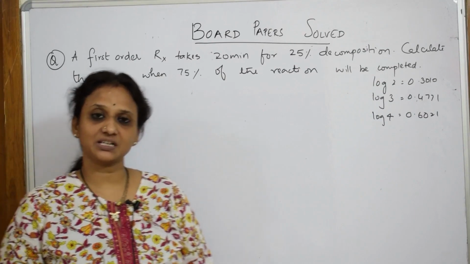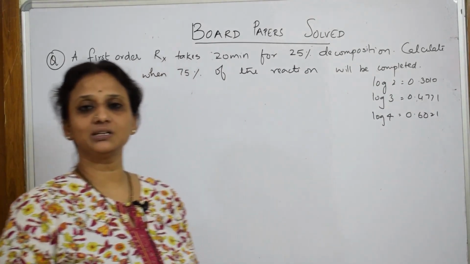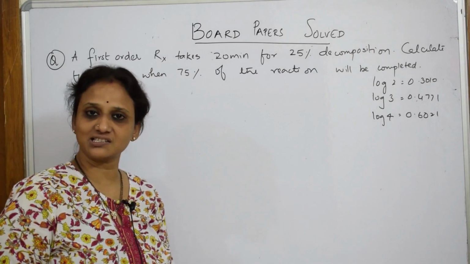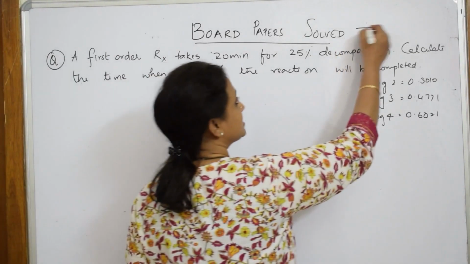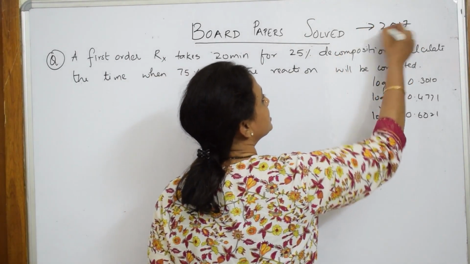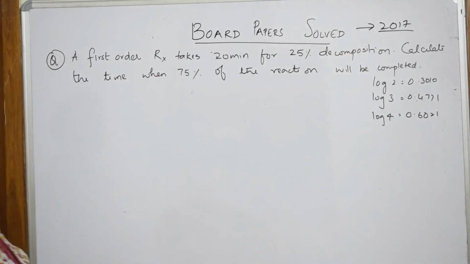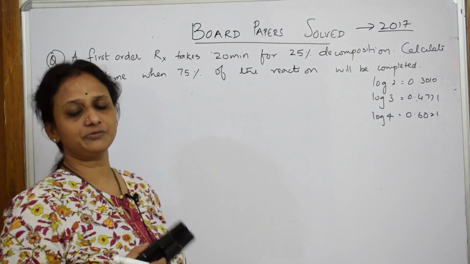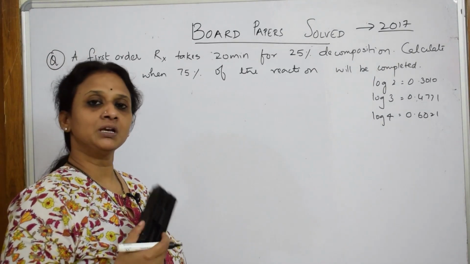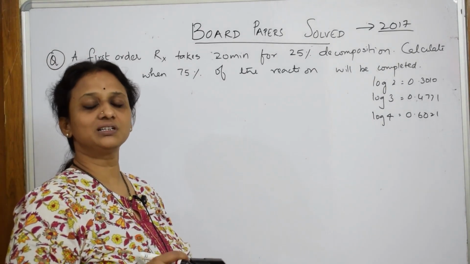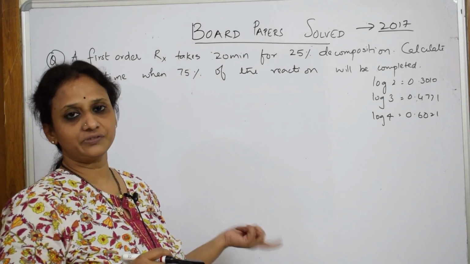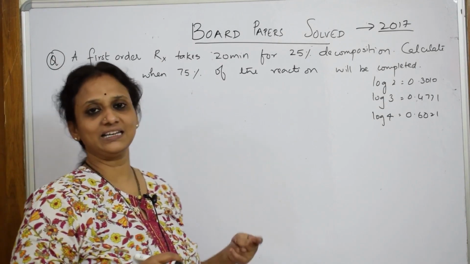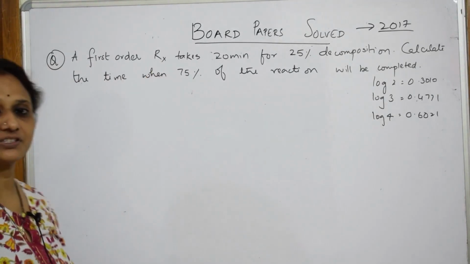I'm starting with the first numerical, from your 2017 paper, that is last year's paper. Let us see how to do this. So, 2017 paper, let us read. What did they give us? In your chemical kinetics chapter, you have zero order, first order, pseudo first order, and the Arrhenius equation. Most of the numericals are given either on the first order rate equation or on the Arrhenius equation. So this is again a first order reaction.